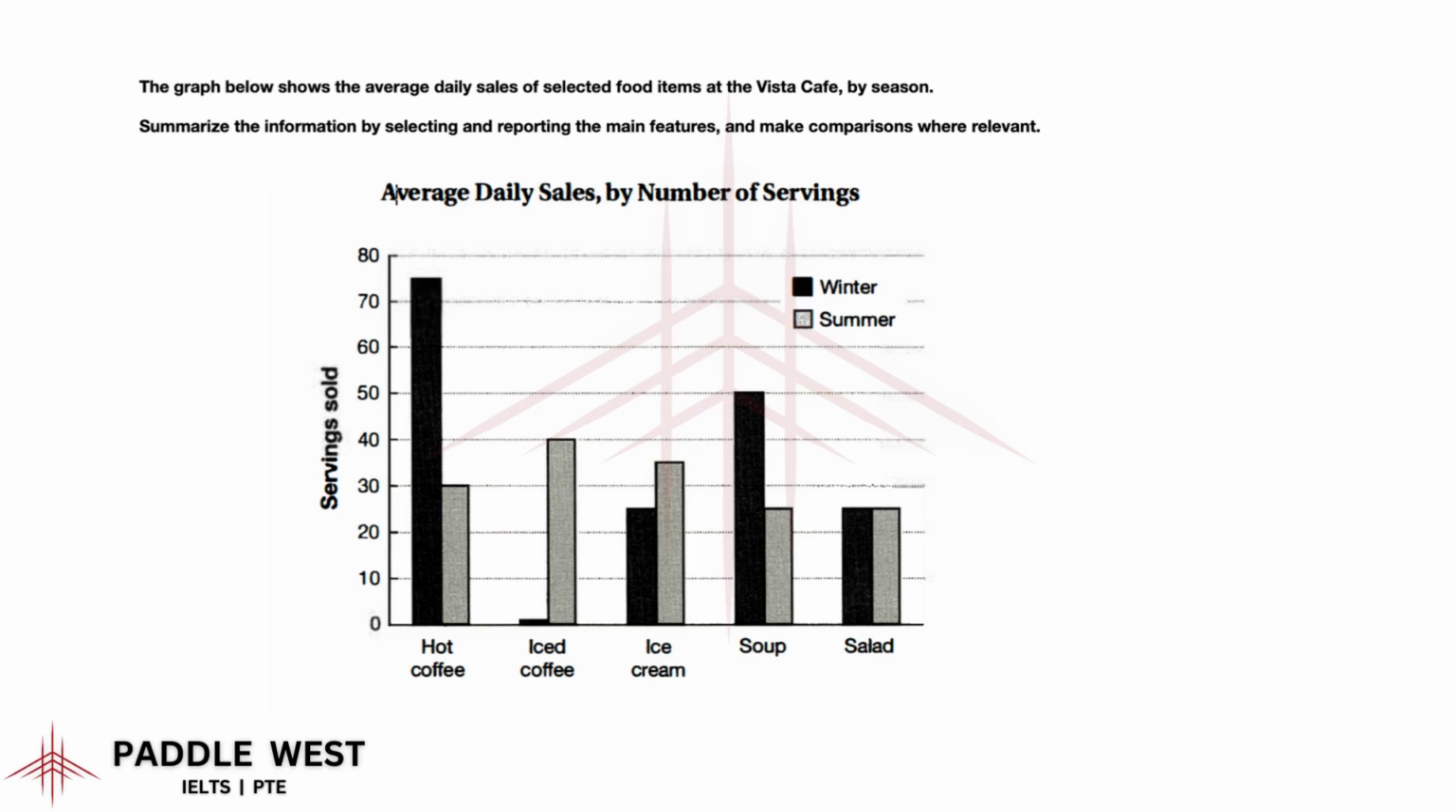Now we will move to the next part, writing the introduction. In the introduction, we will paraphrase the task title and mention the main features of the graph. Avoid copying exact phrases and sentences from the task and graphic title.